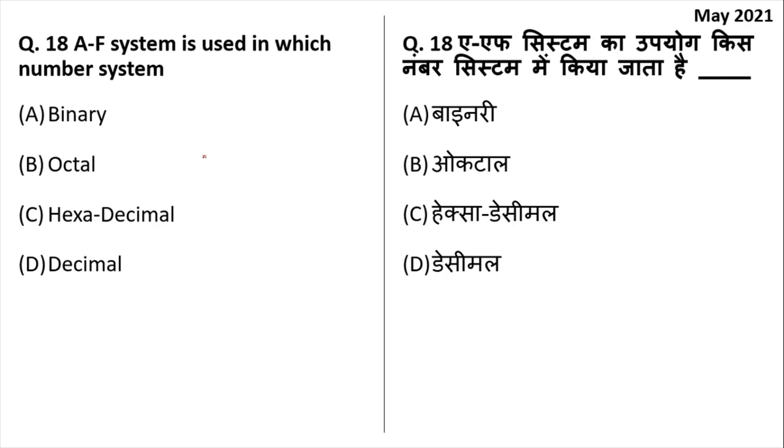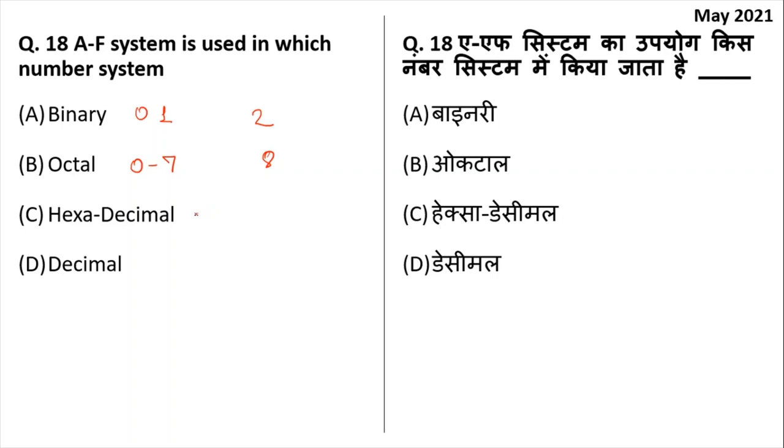AF system is used in which number system? The binary number system consists of zeros and ones. So the base of the binary number system is 2. For octal, the base is 8. There you have numbers from 0 to 7.